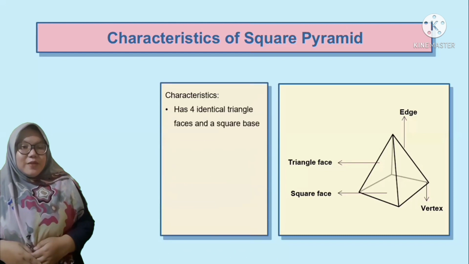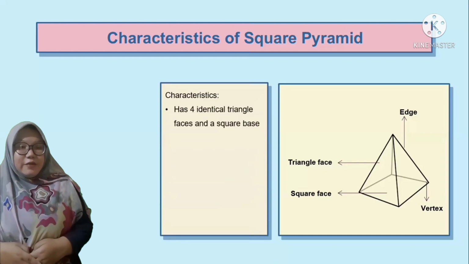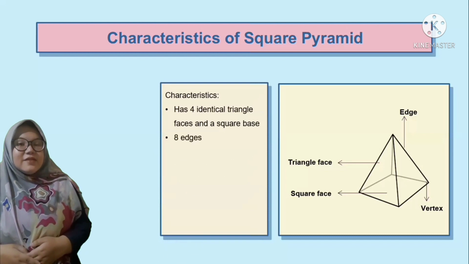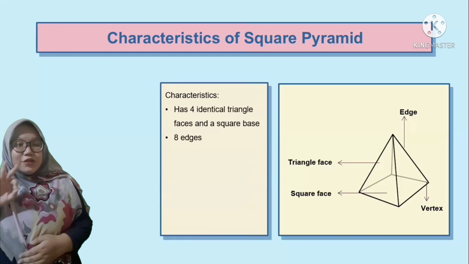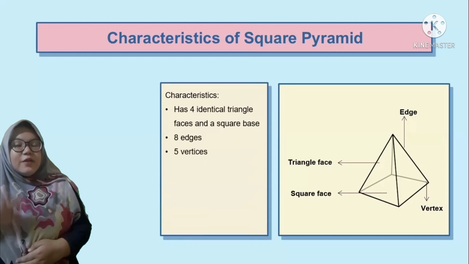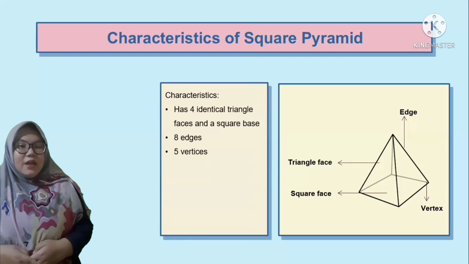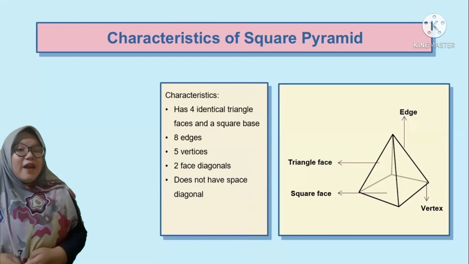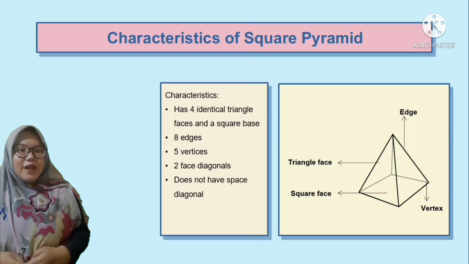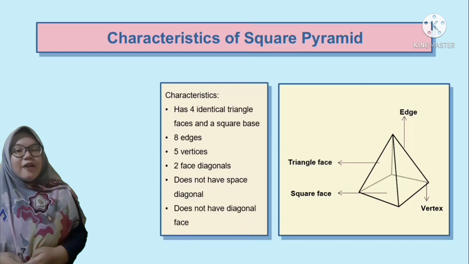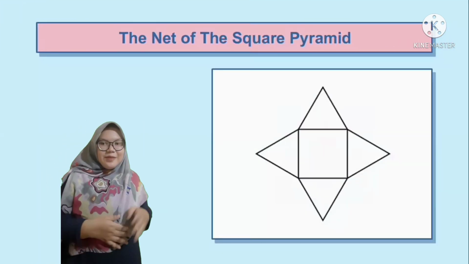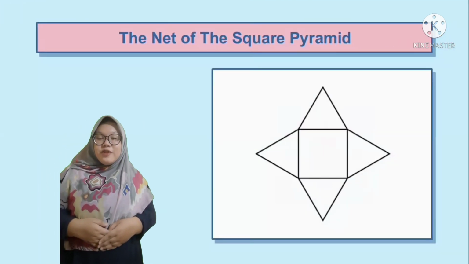1. A square pyramid has 4 identical triangle faces and a square base. 2. A square pyramid has 8 edges. 3. A square pyramid has 5 vertices. 4. It has 2 face diagonals. 5. It doesn't have space diagonal. And the last, it doesn't have diagonal face. Look at the picture beside me. It's a net of a square pyramid.